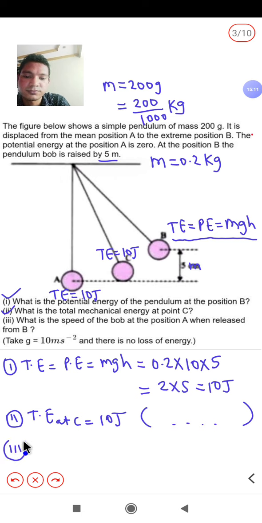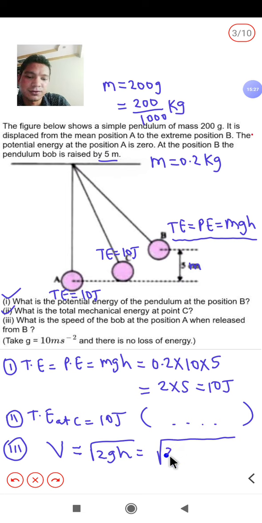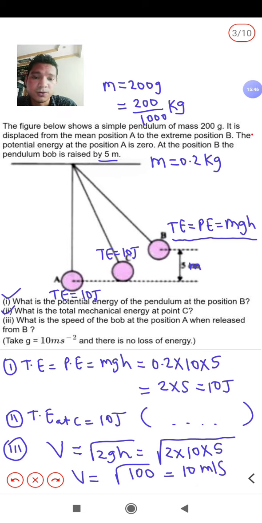Third part, what is the speed of bob at the position A? Okay, at this position we need to calculate the speed. So for speed there is only one formula, under root 2gh. Remember this formula. I'll explain this formula, but first of all let's calculate the speed at the bottom. How much was the height? 5. This will be 10 into 10, that is 100. So square root of 100 would be 10 meter per second. Okay, that is the speed of the bob at the bottom. So just remember this formula.